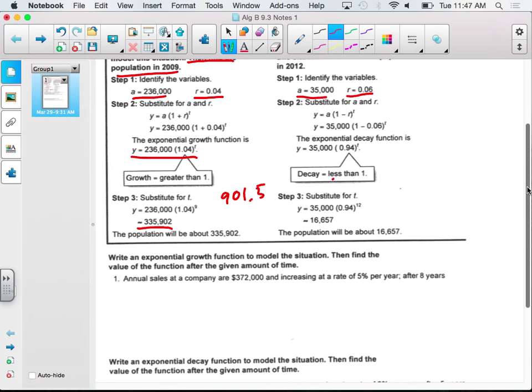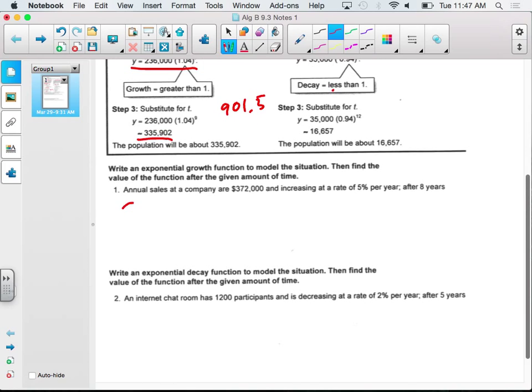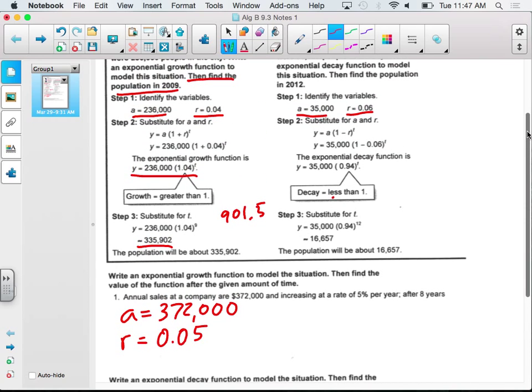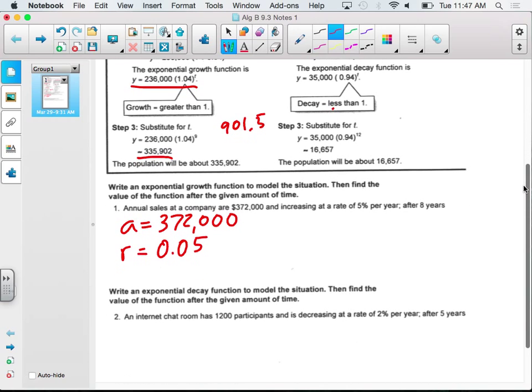You're identifying your variables, right? That's our first step. Good. So you said A was 372,000, and then R was what? 0.05. All right, so those are our two variables. We got that down. Second step, substitute for A and R.